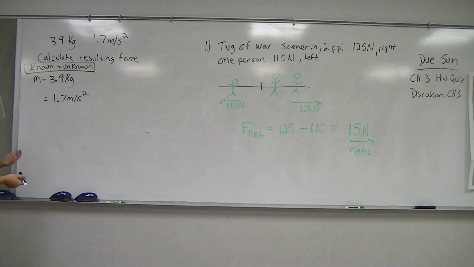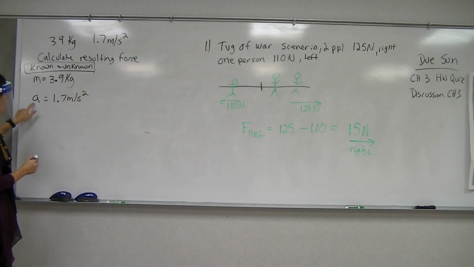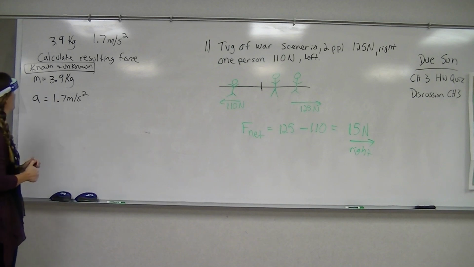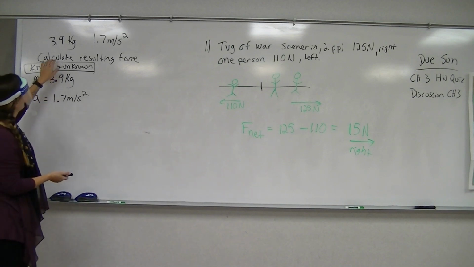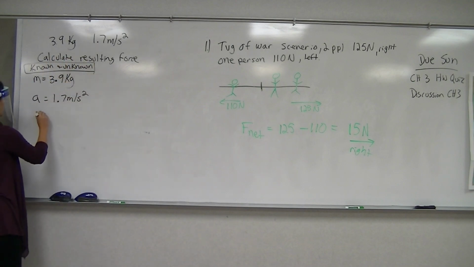To figure out what that is, you can either look at the wording, which tells you the boulder is accelerating, so this would be my A. But the units also can tell you that, because meters per second squared, that's what we measure acceleration in. For the unknown, it asks us to calculate the resulting force. So we're calculating F.